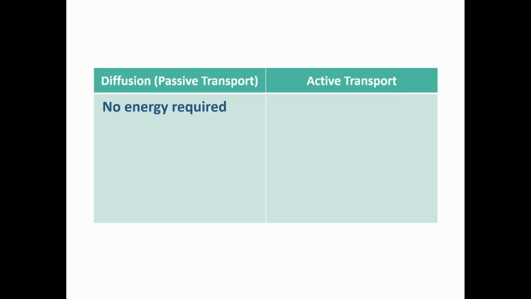So let's compare the two. In diffusion, we do not require any energy input, whereas active transport does require energy. Diffusion is spontaneous. It's just going to happen without any sort of input from the cell if left to its own devices. Whereas active transport must be directed by the cell. The cell has to actively push forward for this to happen.